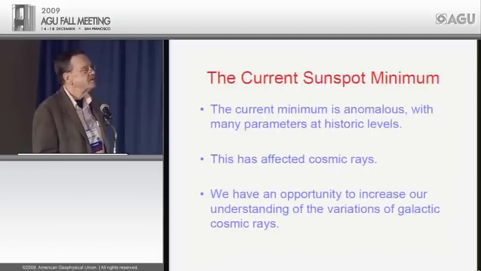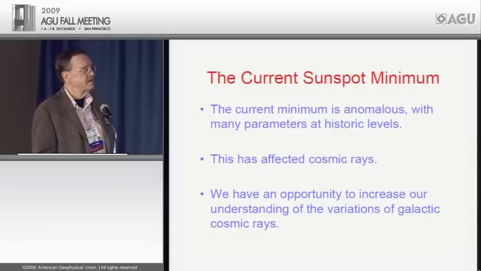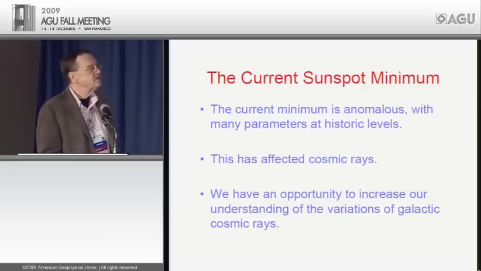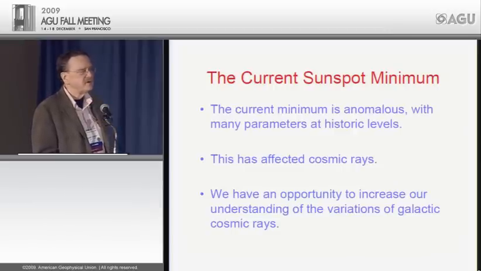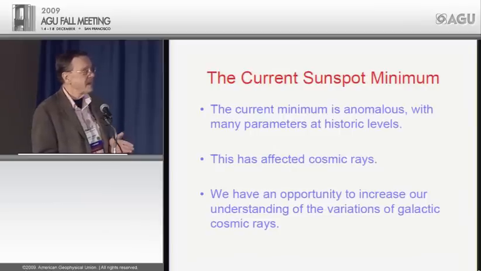Next slide. So the current sunspot minimum, it's anomalous, as has been pointed out by many speakers today. It clearly has affected cosmic rays. And as I pointed out, we have an opportunity to increase our understanding by using this as, in a sense, a probe of different areas of parameter space. And this will then go back to help us understand how the environment of the Earth with respect to cosmic rays changed in the past in response. And once we measure these changes using beryllium-10 or other proxy indicators, we can perhaps understand better what the sun was doing back in those eras and help us to understand the Earth's climate and its variation.